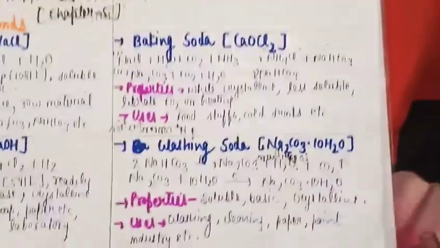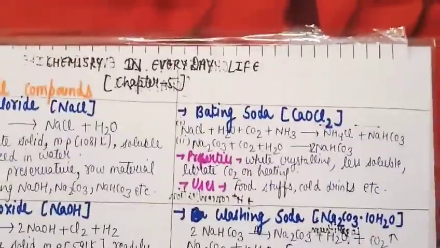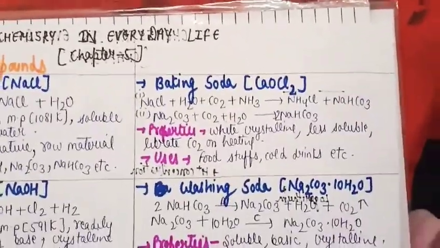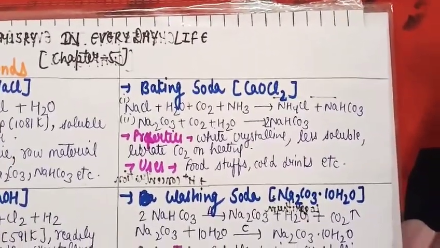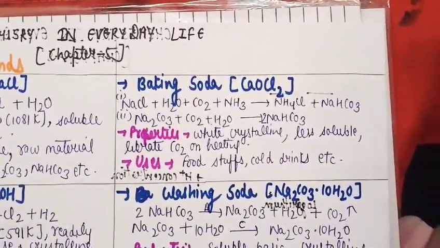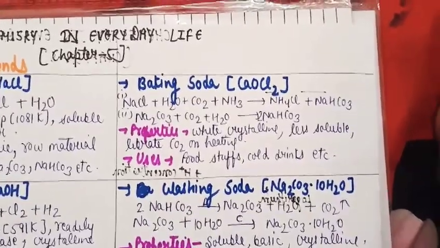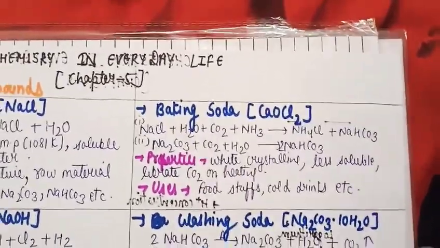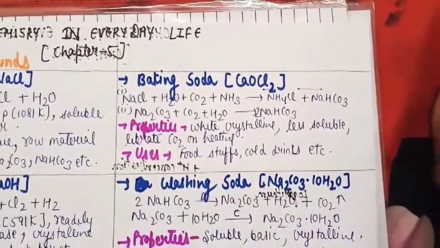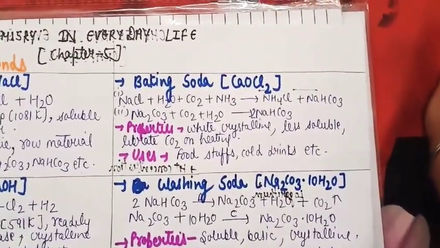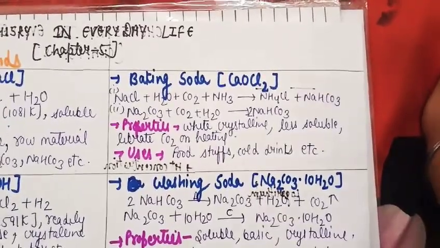Now we will move to our next salt, that is baking soda. Baking soda is also known as the soda of food. It is mainly used in food materials to make them more spongy, like in idli, dosa, cakes and pastries, etc. Its chemical name is sodium hydrogen carbonate, and carbon dioxide gas is liberated as bubbles on heating baking soda with food product.